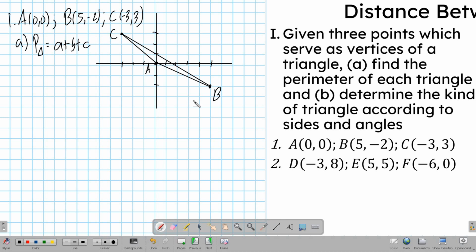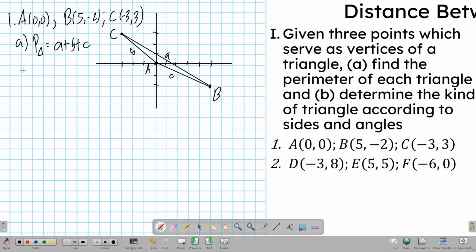Malaki lang itong angle na ito. Hindi naman yun ang concern natin. Ang concern natin is for us to be able to find the length and the type of triangle and the perimeter. So, first, it looks like this is side A, this is side B, and this is side C. Although, hindi naman kailangan talagang i-label which is which. You just need to find the distance between the points which serve as the vertices of the triangle.